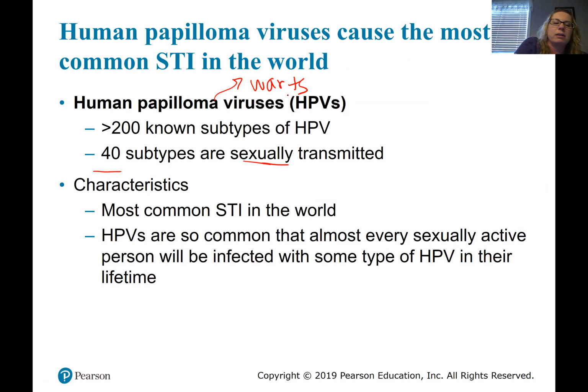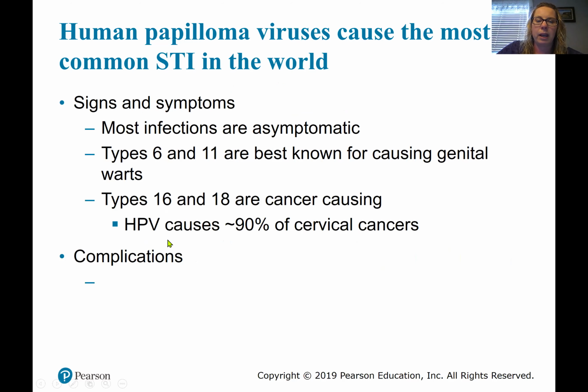Okay, HPV is the most common STI across the world, and almost every sexually active person, so if you've had sex with someone that's had sex with someone else, you have probably had HPV at some point in your life. Okay, very common, and most infections are asymptomatic. HPV types 6 and 11 are best known for genital warts, and then 16 and 18 are for those that cause cervical cancers. And I believe the HPV vaccine has a third HPV virus that it protects against, if I remember correctly.